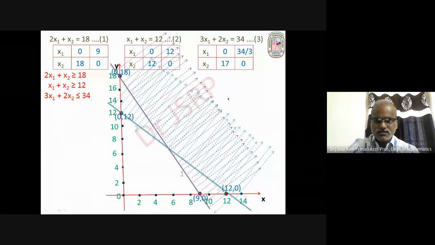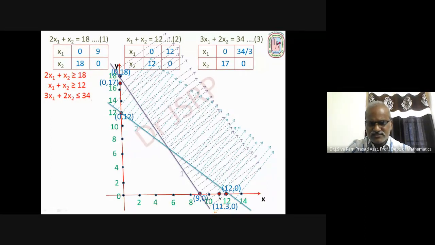Okay, right. Now draw the third line. First point, x1 0, x2 17, that is on y-axis. 17 means between 16 and 18. So this point is 17. Is 0 comma 17. And second point, 34 by 3 comma 0. 34 by 3 means 11.3. 11.3 means between 10 and 12. Between 10 and 12, middle 11, 11 point, approximately here. 11.3 comma 0. That is 34 by 3 comma 0. That is 11.3 comma 0 approximate.